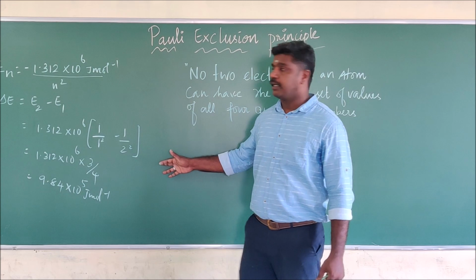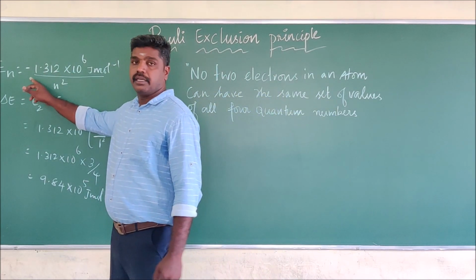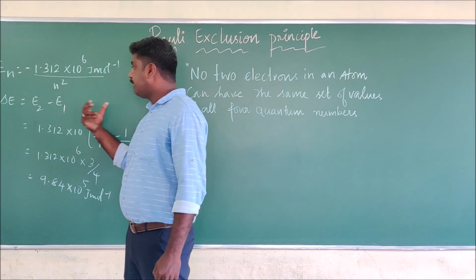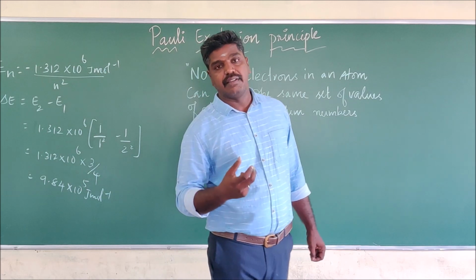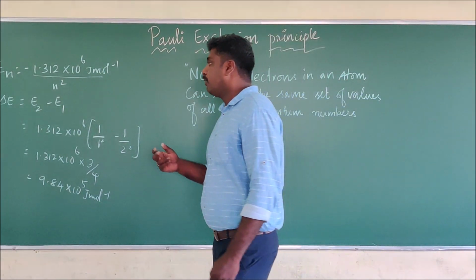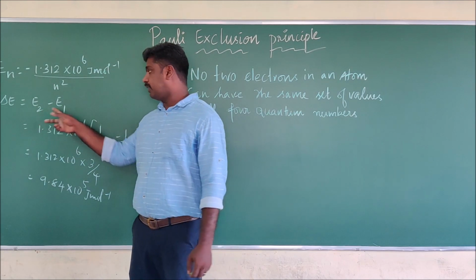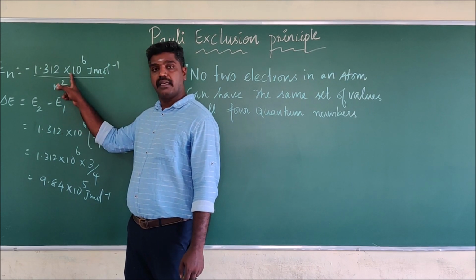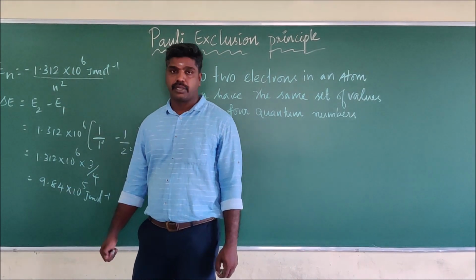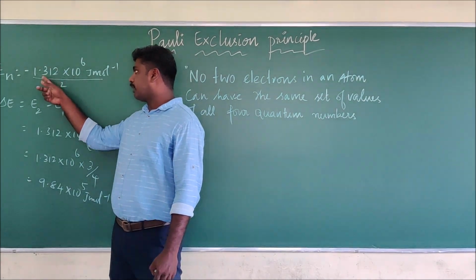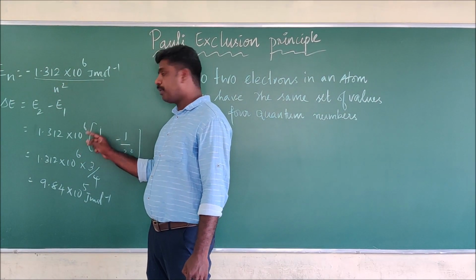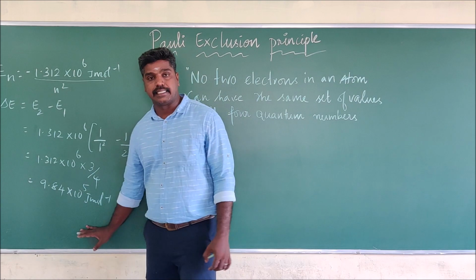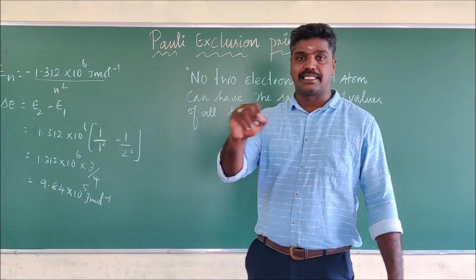I have given the energy of the electronic ground state, that is minus 1.31 times 10 to the power of 6. We have to find the energy difference between the first energy level and the second energy level. This is the second energy level and this is the first energy level. We have to find the E2 value and the E1 value using this formula, then subtract and give the answer. So I substitute here, taking 1.312 times 10 to the power of 6 as common, and 1 by 1 square minus 1 by 2 square, which finally gives this answer. So this is the solution for the last class assignment.